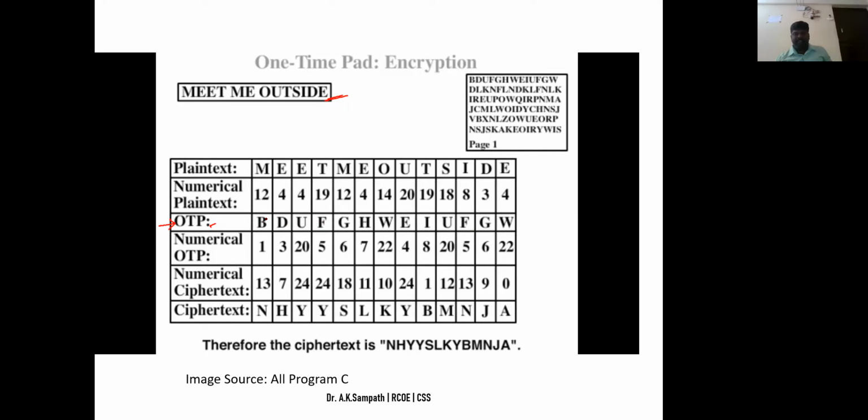So randomly, I have added the values B, D, U, F, G, S, W, E, I, and its corresponding alphabet mapping values, numerical mapping values, right? Now, what I could do is add these two values, the numerical plaintext and the key. If we combine these two values, 12 plus 1 is 13. So 13, which is M, is the ciphertext. Are you getting my point?